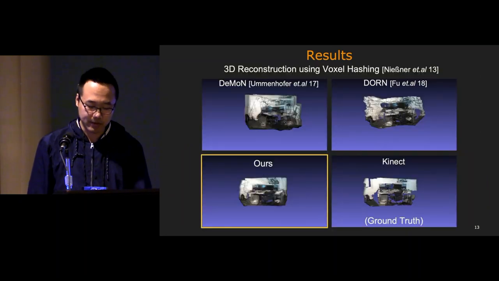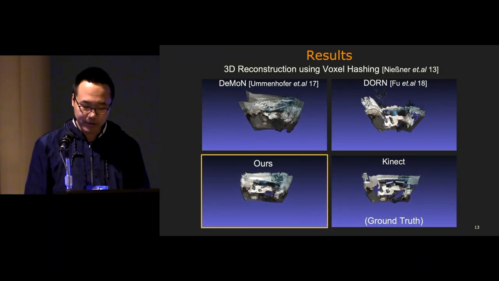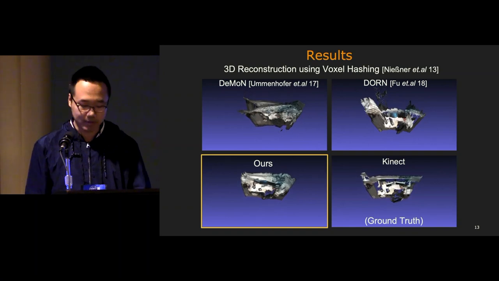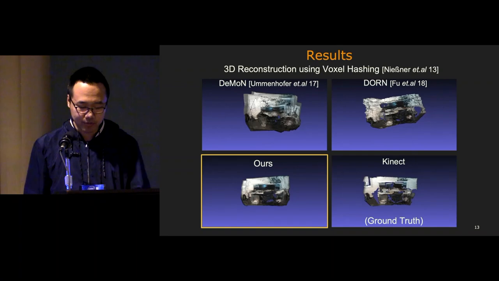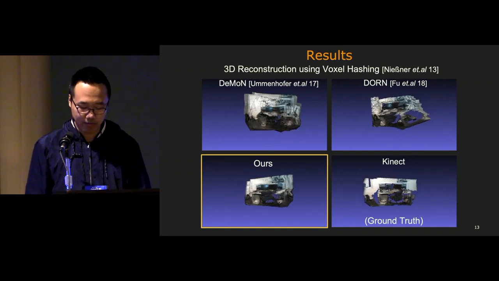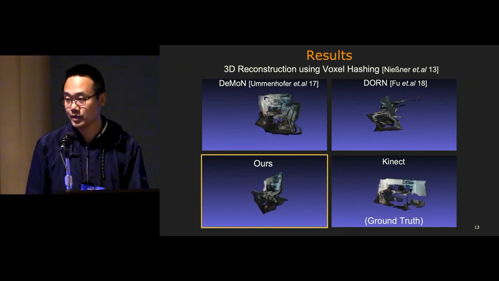Given the depth map sequence, we apply the voxel hashing algorithm on multiple estimated depth maps to reconstruct a 3D mesh for the scene. Our method can reconstruct a high quality 3D mesh with much fewer misalignment artifacts.